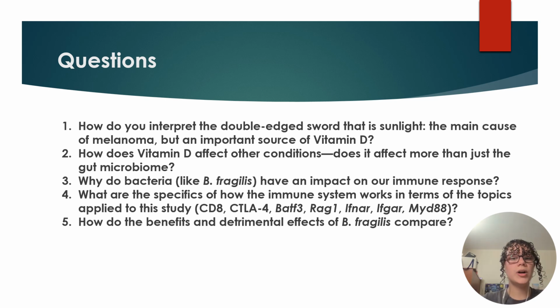Question 4 is, what are the specifics of how the immune system works in terms of the topics applied in this study? And 5 would finally be, how do the benefits and detrimental effects of B. fragilis compare? Because I know this article mainly talks about the positive ones, but I personally found a bunch of detrimental effects, so I just wanted to hear what you guys think.